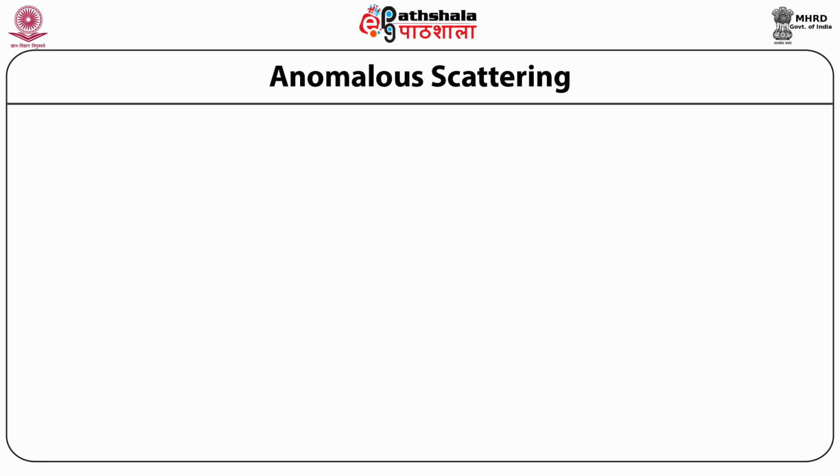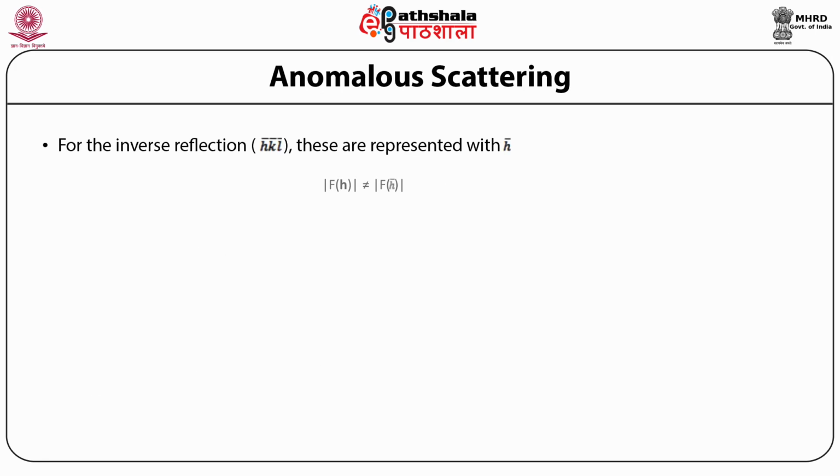For the inverse reflection h bar, k bar, l bar, these are represented with h bar. We can prove that mod F of h will not be equal to mod F of h bar, and hence I of h, which is equal to mod F of h squared, will not be equal to I of h bar, which is equal to mod F of h bar squared. So this is called violation of Friedel's law. For this we have used the graphical procedure because the derivation is somewhat confusing for you, and is not needed.